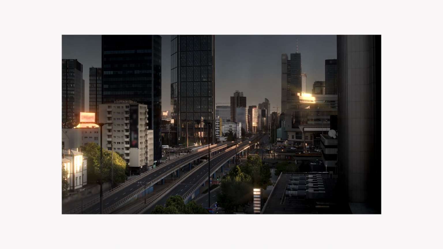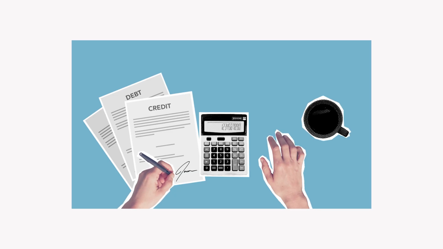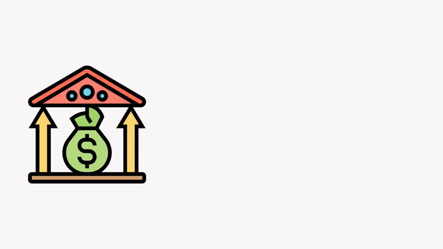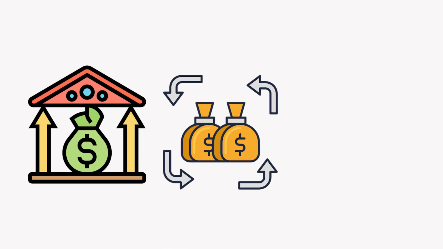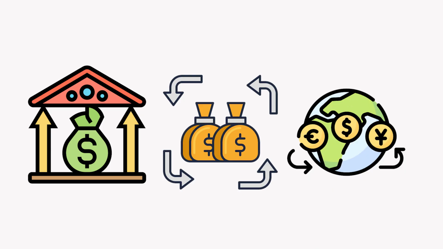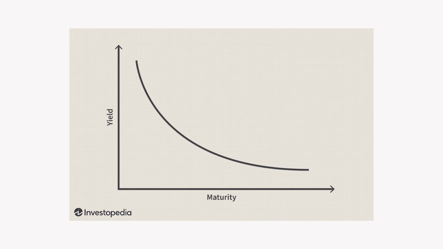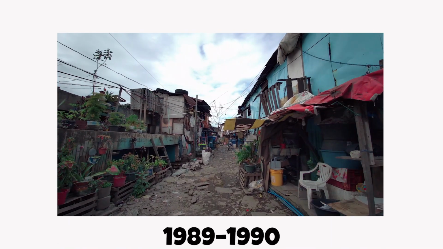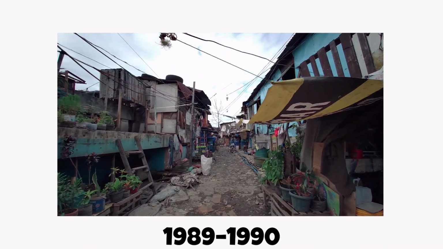Well, as the economy moved into the late 1980s and 1990s, the financial system became more complex. Credit markets expanded, financial products multiplied, and global capital flows increased. Yield curve inversions still appeared, but their effects became harder to read in real time. And that's when the 1989 to 1990 inversion arrived.